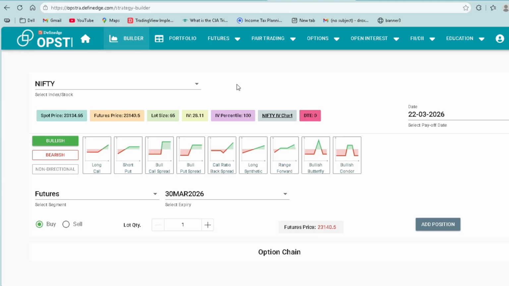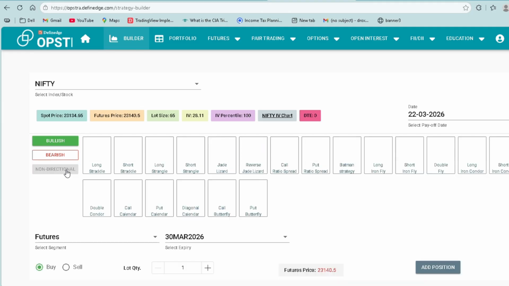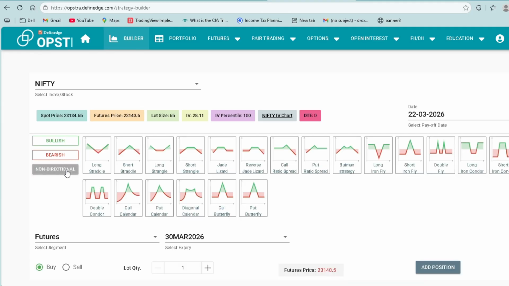Let me first explain what is long strangle. A long strangle is an option strategy where a trader buys a call option above market strike price and buys a put option below market current price. So let me create this one.